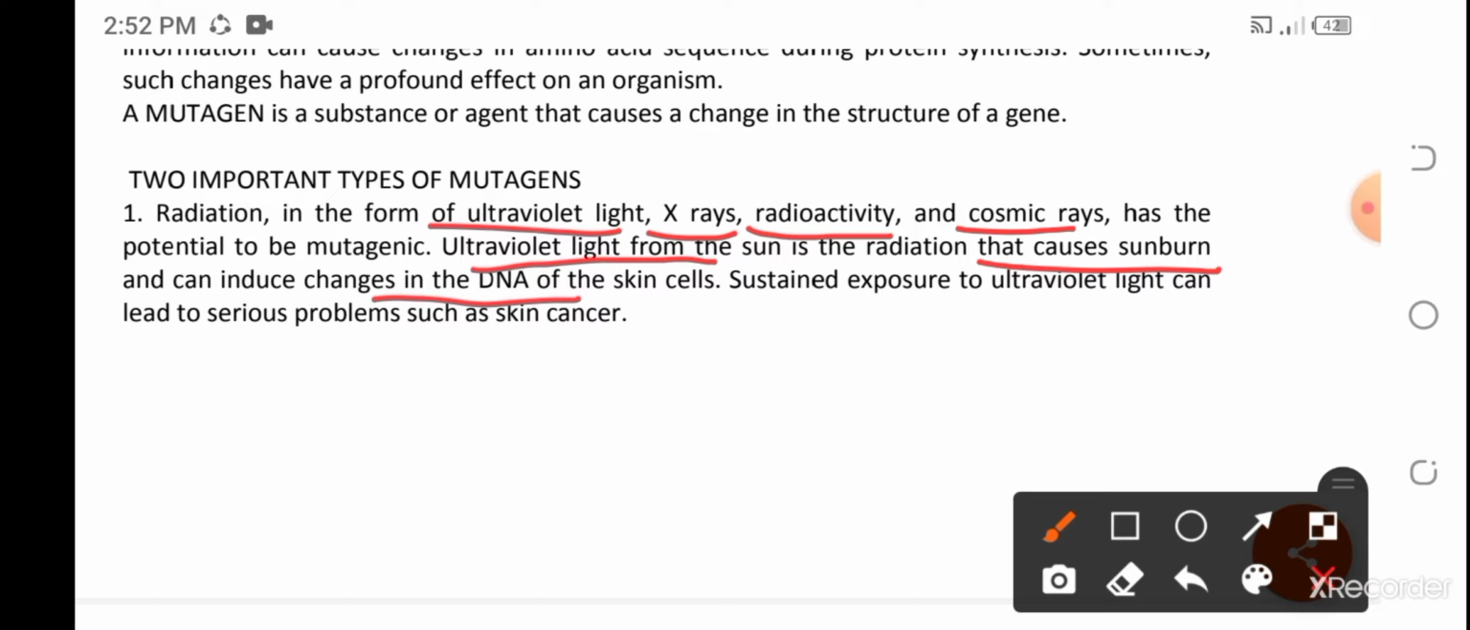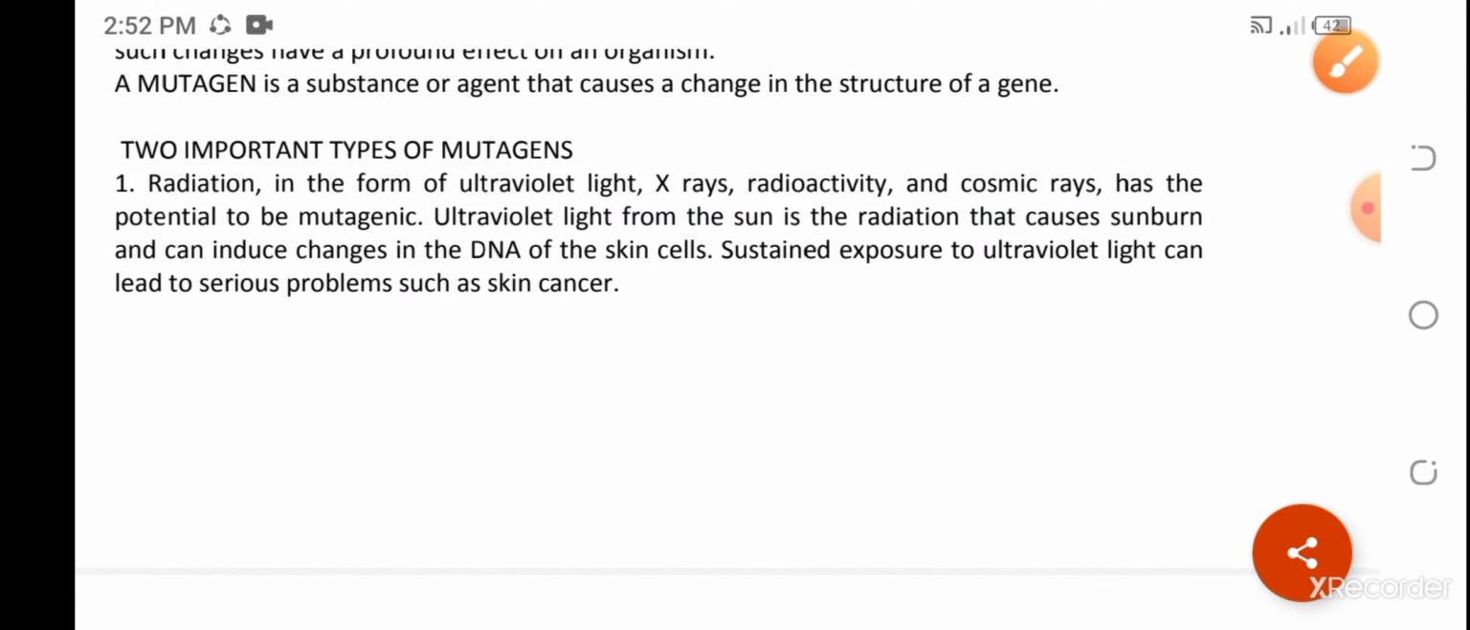So, kapag palagi kang exposed dito sa ultraviolet from the sun, this could actually cause a serious problem such as skin cancer. Okay? So kapag palaging na-expose, pero hindi naman once lang na na-expose magkakaroon na ng mutation. So hindi ganoon. So sustained exposure.